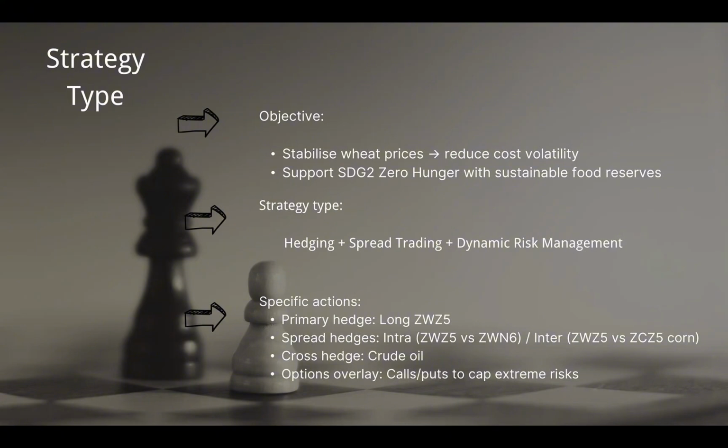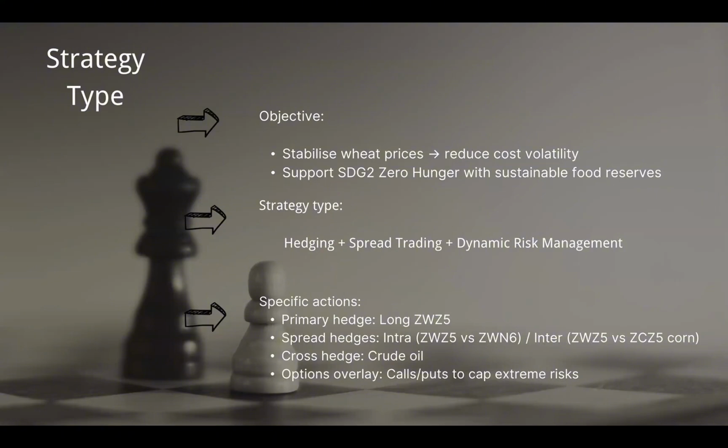The second part is spread trading. We use ZWN6 for the intercalendar spread and the corn futures, ZCZ5, and this helps us manage risk for the seasonal change and the substitution between the crops. We also add cross hedging with crude oil futures because energy prices affect farming and transportation costs. Finally, we use options such as buying calls or puts to protect against extreme price moves.